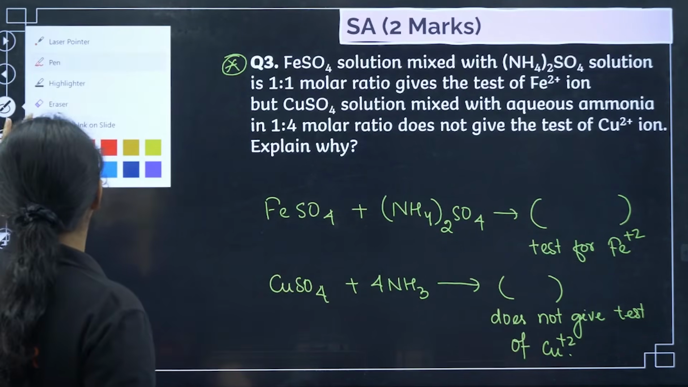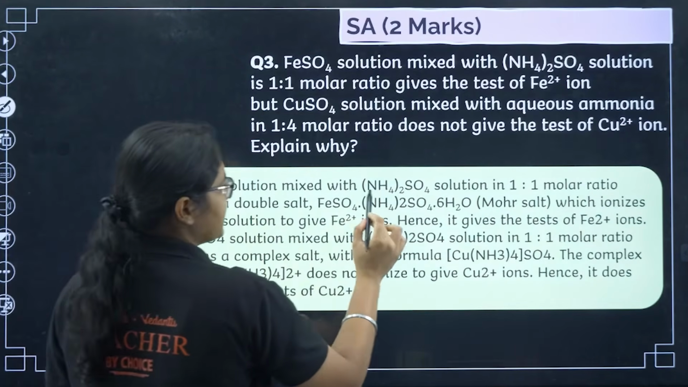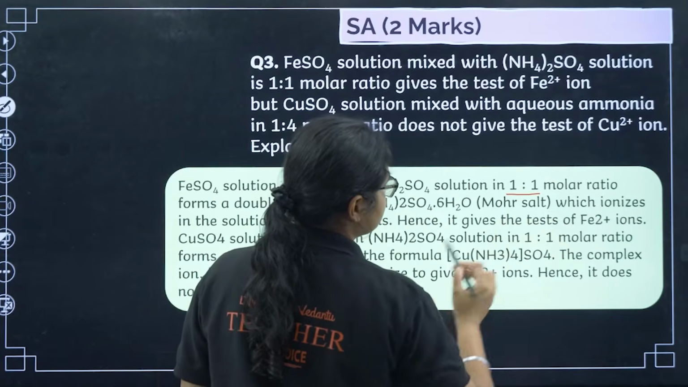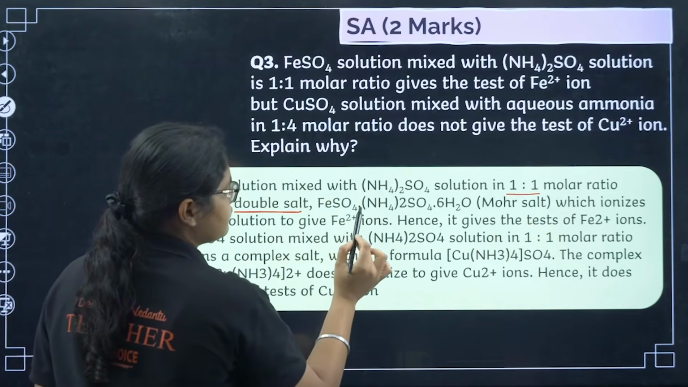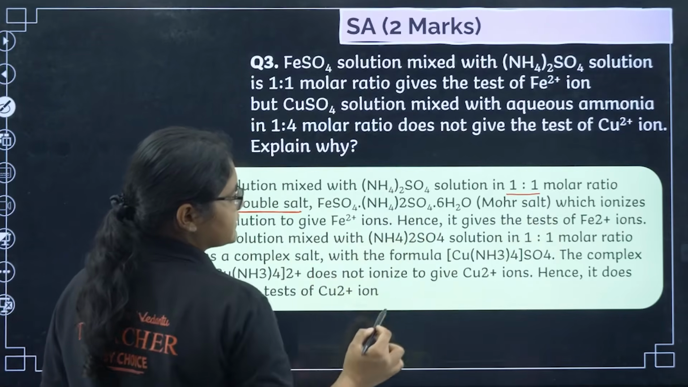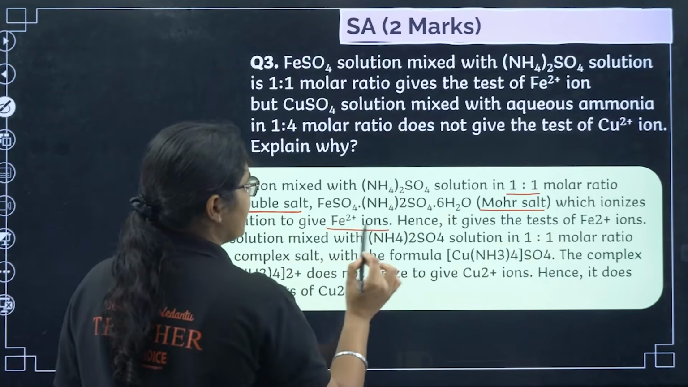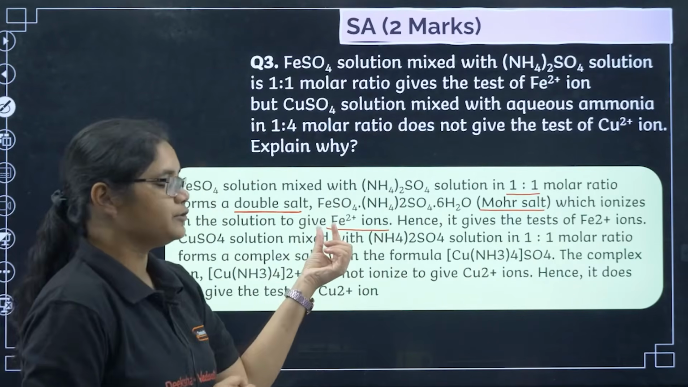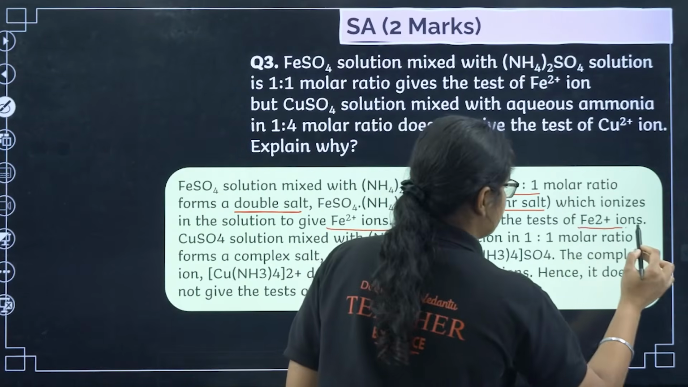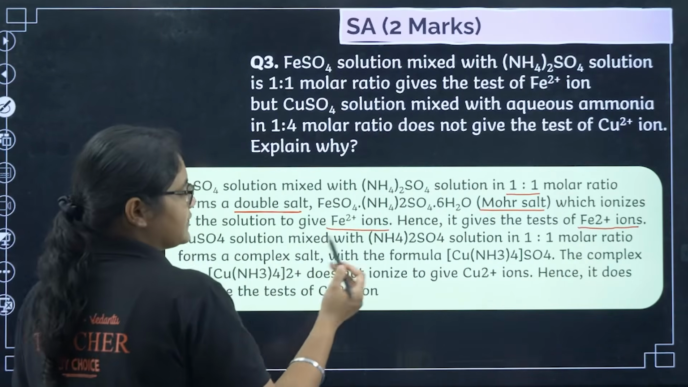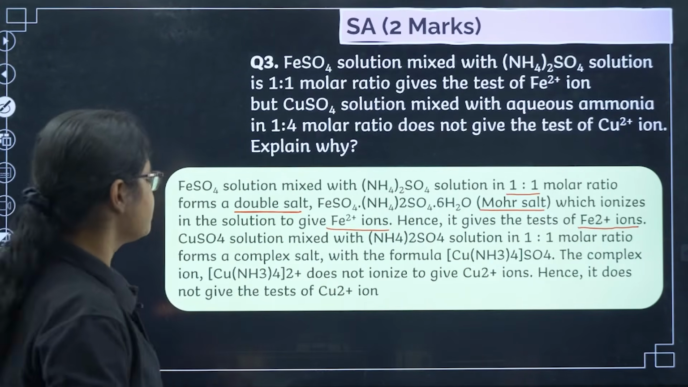So we can write it in this way. FeSO4 solution mixed with (NH4)2SO4 in 1:1 molar ratio forms a double salt, that is FeSO4.(NH4)2SO4.6H2O, which is called Mohr salt, which ionizes in the solution to give you Fe2+ ion. Now when you dissolve this, you will get Fe2+ ion in the solution. Hence it gives the test for Fe2+ ions, because you are getting Fe2+ ions.